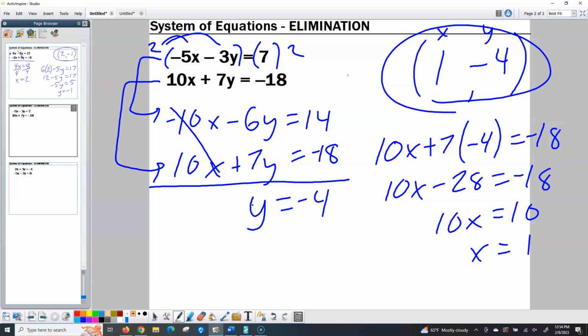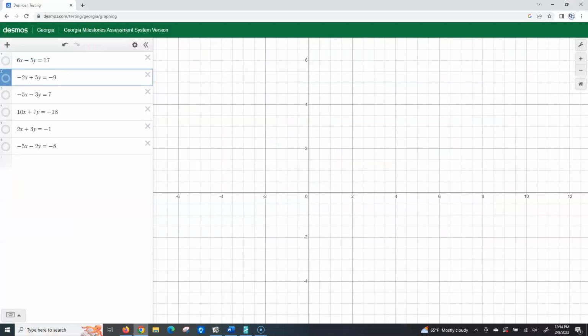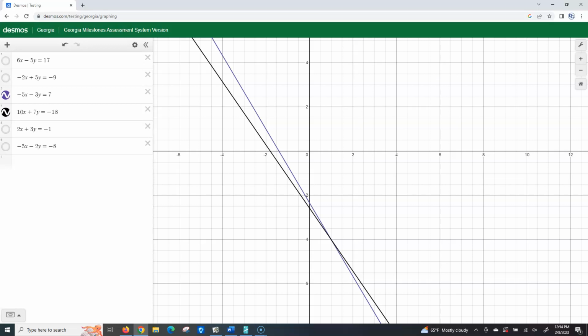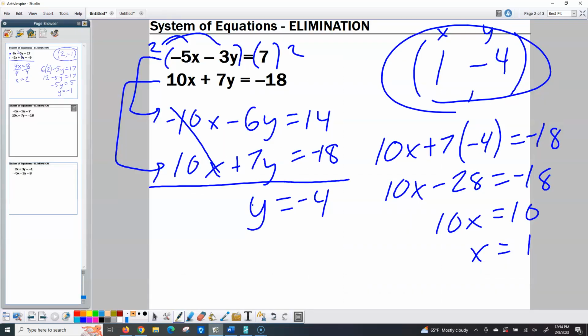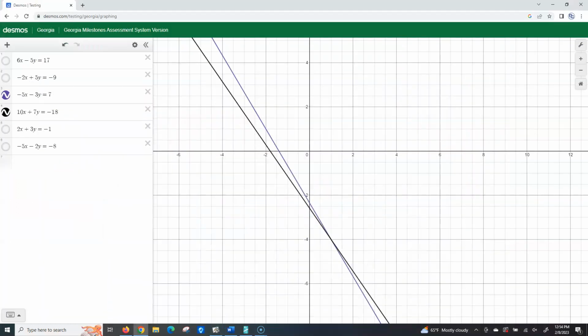So let's go over here to Desmos. Maybe click on the right one this time. So here are my two graphs. I've got negative 5x minus 3y equals 7, and I've got 10x plus 7y equals negative 18. My solution over here was (1, negative 4). So I go over here to 1 and then down here to negative 4. Look at that. That's right where they cross.